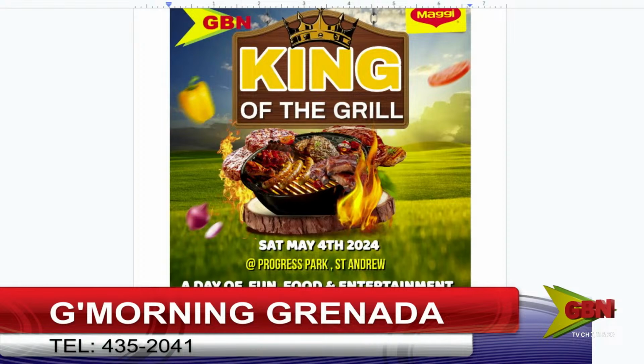Buzzing this morning, the Maggie King of the Grill is not on the 24th, but on Saturday the 4th of May. It's happening inside of Progress Park. Susan Douglas is going to be there with her family. They're going to show you a thing or two about how we can barbecue the corn and everything like that. So make it a date and don't be late. Saturday the 4th of May at Progress Park, a day of fun, food, and entertainment.